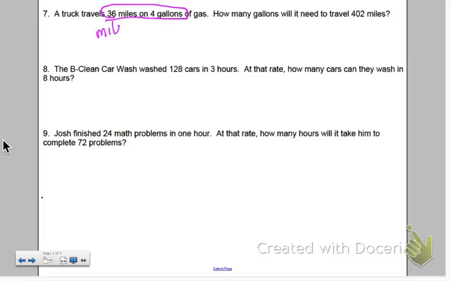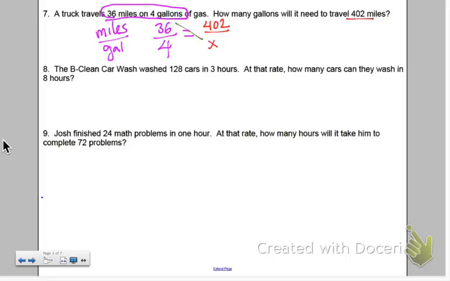Let's choose to do miles over gallons. For our purposes, it doesn't matter, we can switch those. But once I've decided that, that means 36 goes with the 4. 36 miles over 4 gallons is equal to, what do they give us? 402 miles. So that's going to be, miles are on top, so that's 402 over some unknown amount of gallons.